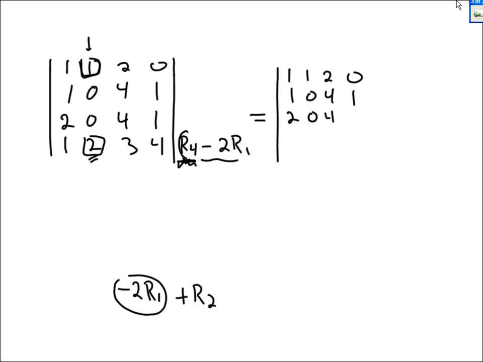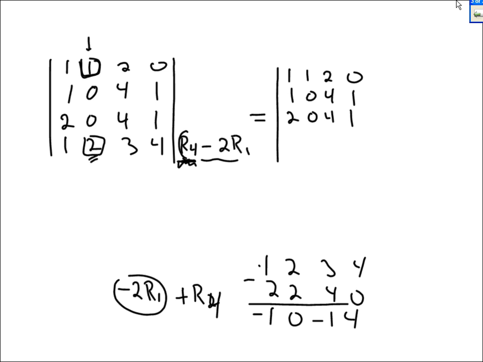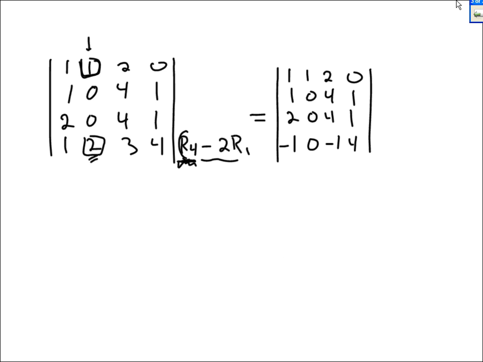2, 0, 4, 1. And we're doing row 4. 1, 2, 3, 4. And we are doubling row 1. 2, 2, 4, 0. And then we subtract. Negative 1, 0, negative 1, 4. And now, column 2 looks really nice. Even has a 1 for the non-zero entry. I'd rather multiply by 1 than 11, but nonetheless, having all zeros except 1 is wonderful.